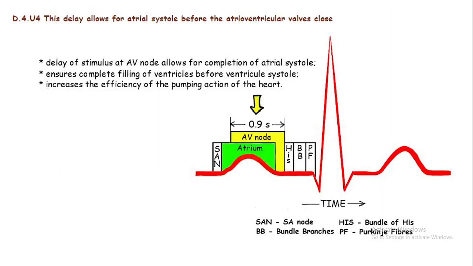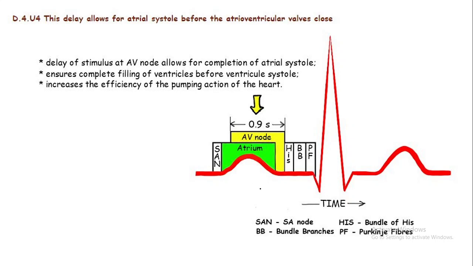Let's go ahead. This delay allows for atrial systole before the atrioventricular valves close. Because the delay of 0.9 seconds is there, the atrioventricular valves can close. The delay of stimulus at the AV node allows for completion of atrial systole, ensures complete filling of the ventricles before ventricular systole, and increases the efficiency of the pumping action of the heart.